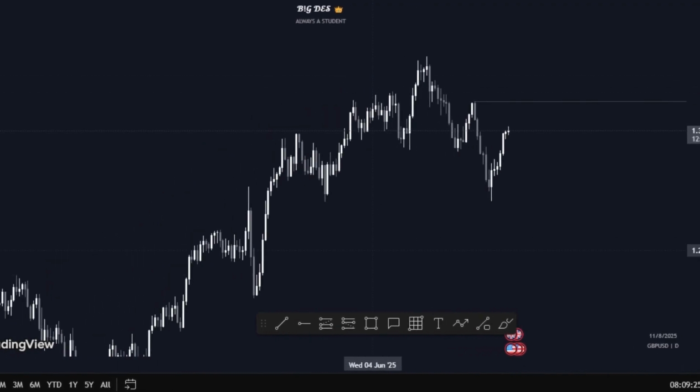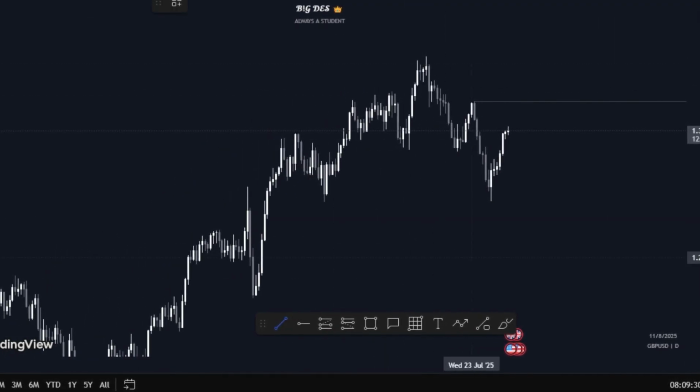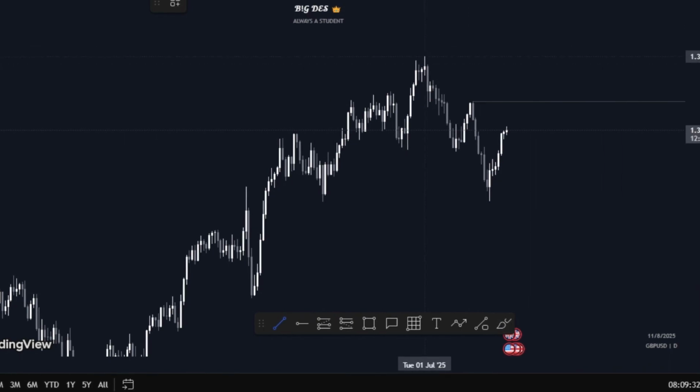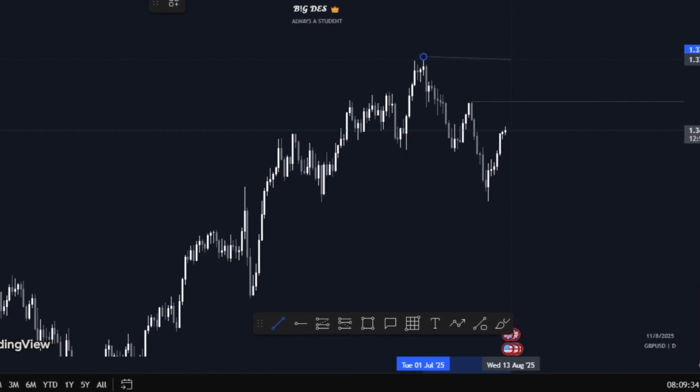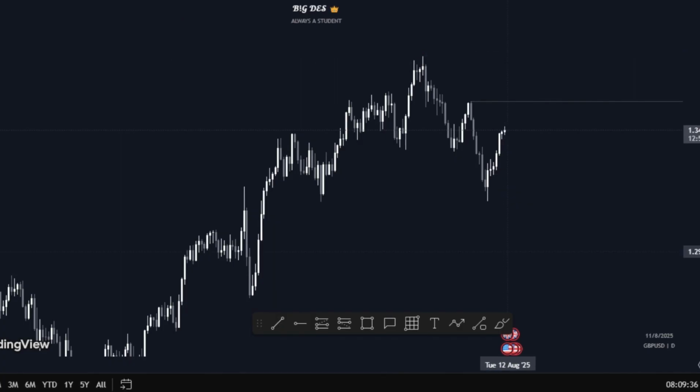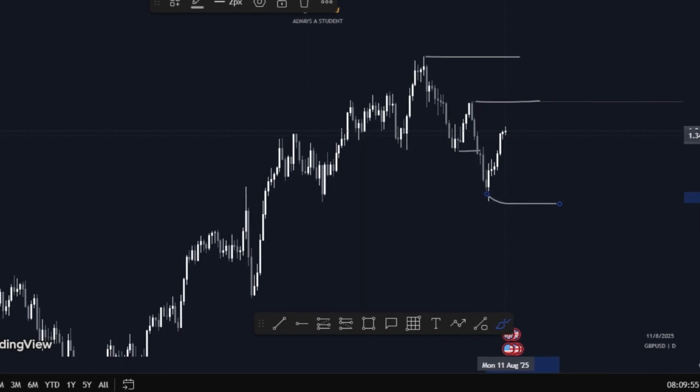You've had a high, a low, a lower high, and then a lower low. Now price is retracing back upwards.